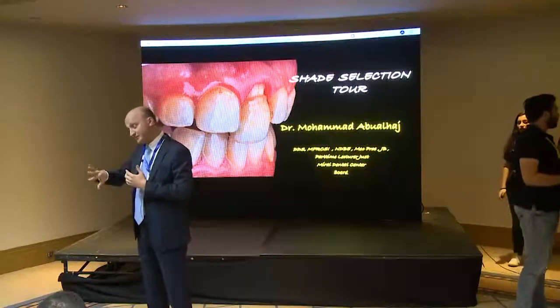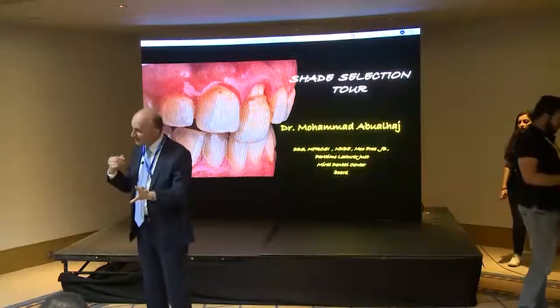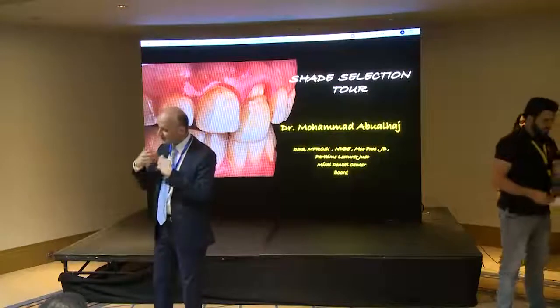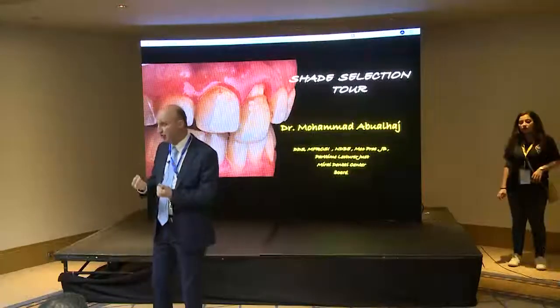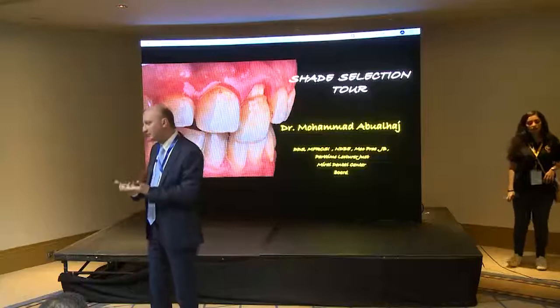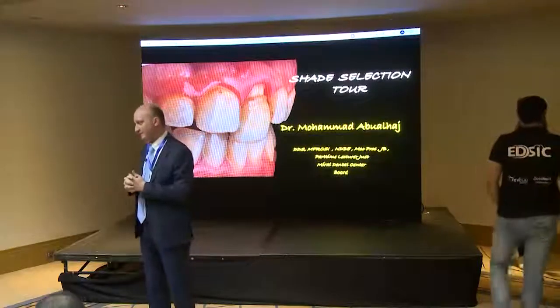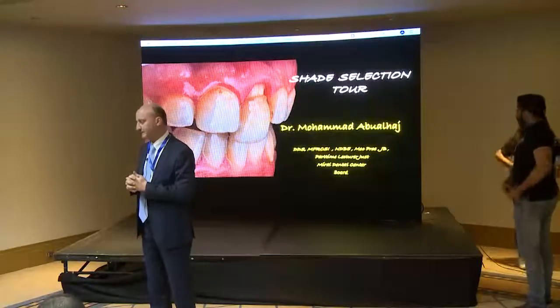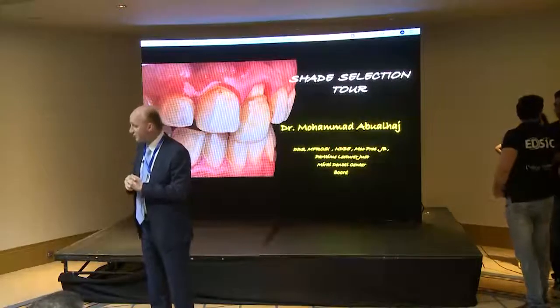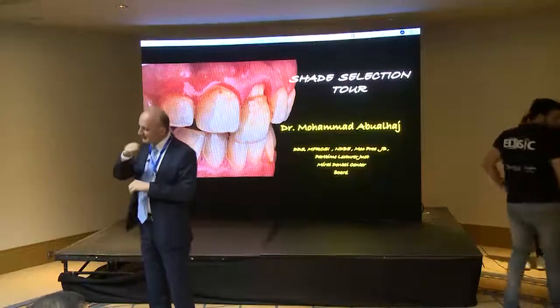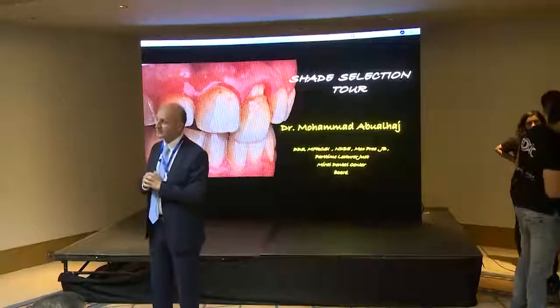Not IPS Impress, I mean Emax. I'm talking about feldspathic, the old-fashioned way, powder and liquid. It's more translucent. It's not as strong, but it will give you nicer aesthetics. The only way to get the translucent incisal. You can do it with Emax too, but you have to build the incisal edge with ceramic, with feldspathic powder and liquid.